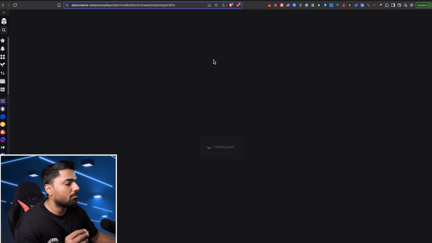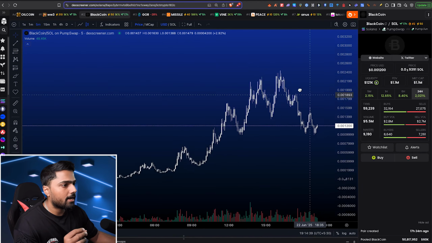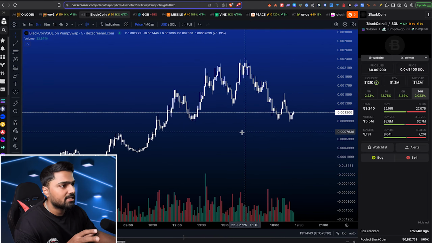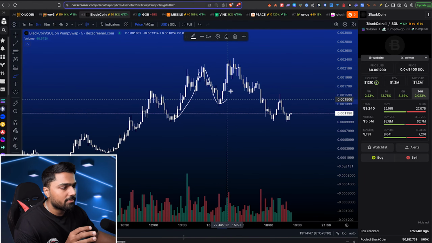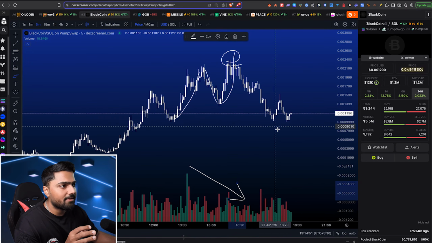Let's check out one more play before I go. So this is black coin, and again, if you see, this is exactly what I was talking about guys. So right here you can see we had a move up and then we came back down, then we made another high but on lower volume. All right, and then price retraced.